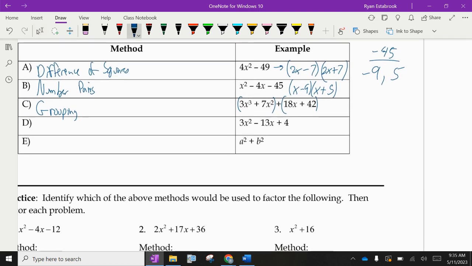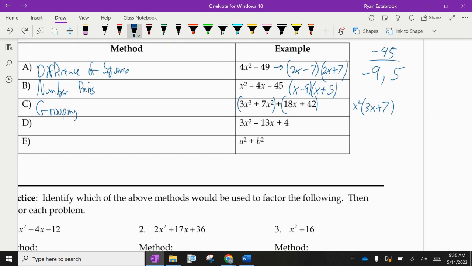So what is the GCF for these first 2 terms? What goes into both of those? X squared. And if you take an x squared out of both of them, then what would go inside of parentheses? 3x plus 7. So if you distributed, that'd get you back to what you originally had. So this is the same thing as this.